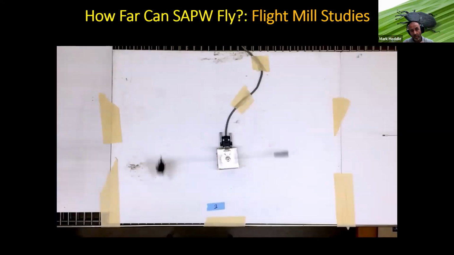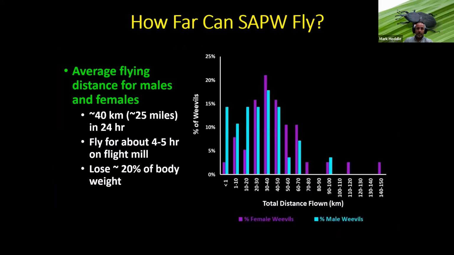Do they fly more in the morning? Do they fly more at nighttime? And we can look at whether or not flight differs between males and females, young weevils, old weevils, mated females, unmated weevils, starved weevils, well-fed weevils. So the data that we have for these weevils is really very interesting. On average, within a 24-hour period, these weevils can fly about 25 miles. We don't know whether or not they do that in nature.